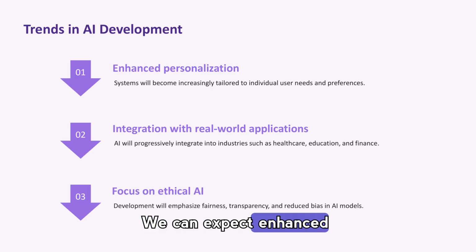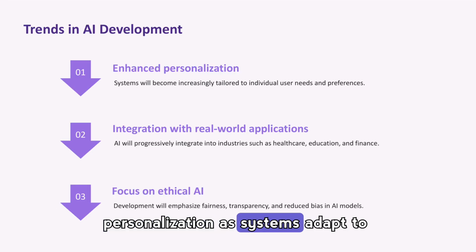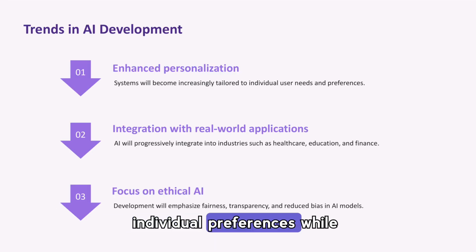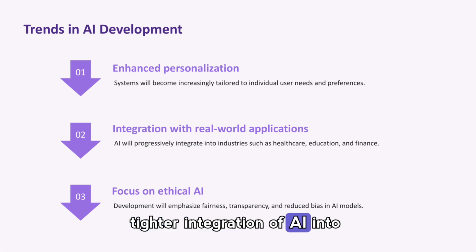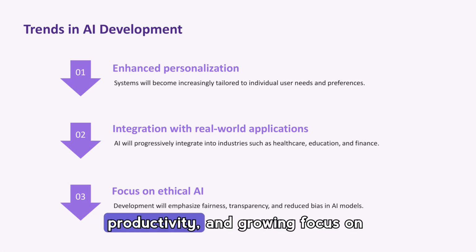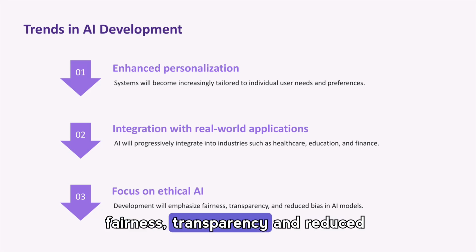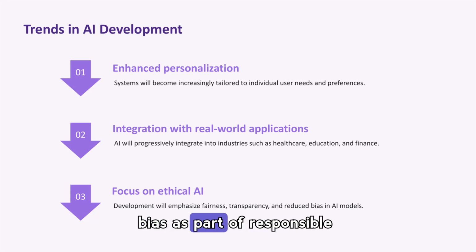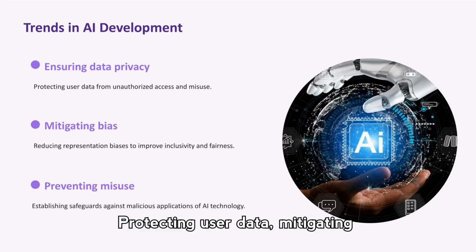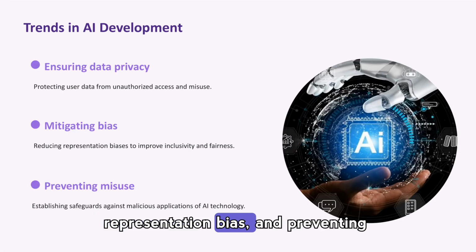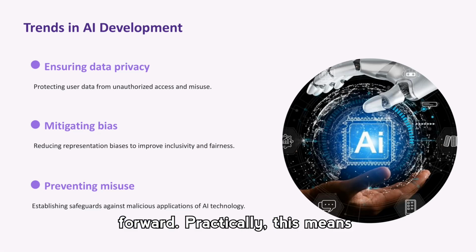We can expect enhanced personalization as systems adapt to individual preferences while maintaining privacy protections, tighter integration of AI into industry workflows to boost productivity, and growing focus on fairness, transparency, and reduced bias as part of responsible development and deployment. Protecting user data, mitigating representation bias, and preventing misuse are central priorities going forward.